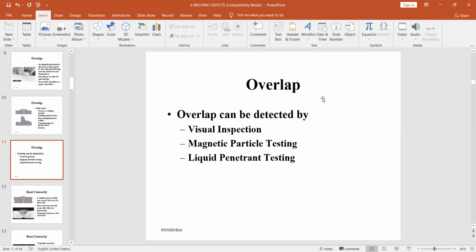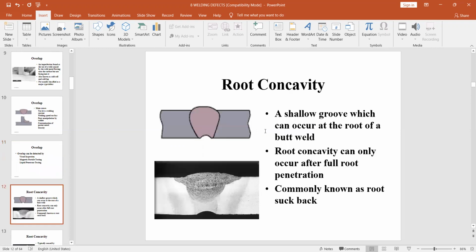This overlap can be detected by visual inspection, magnetic particle testing, and liquid penetrant testing. But the most important thing here, the first, is visual inspection. So visual inspection is the main thing.